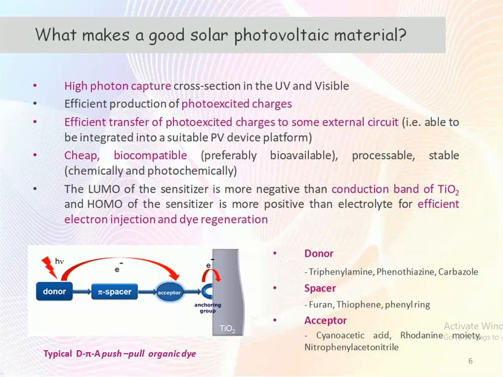Since these conditions satisfy efficient electron injection and dye regeneration, which are very important for a sensitizer material to be a promising candidate in dye-sensitized solar cells. So the LUMO of the sensitizer is more negative than the conduction band of TiO2, and the HOMO of the sensitizer is more positive than the electrolyte, for efficient electron injection and dye regeneration, and that can be calculated from photophysical properties as well as electrochemical properties.